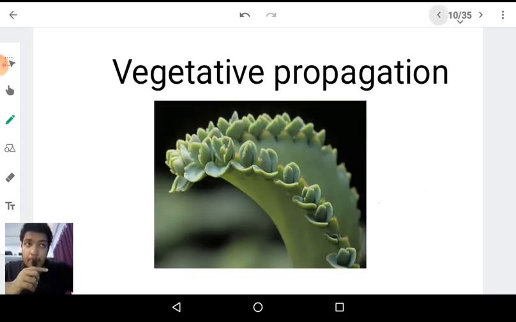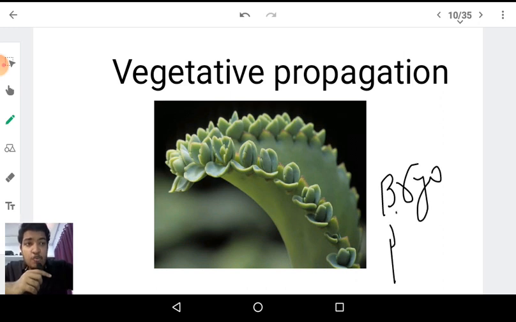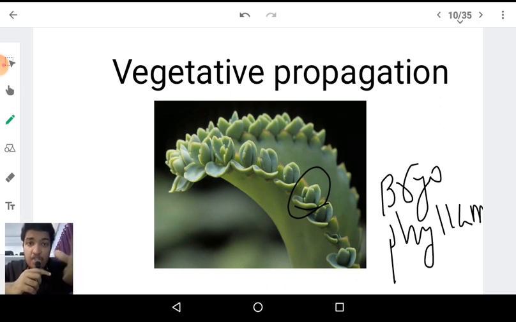So let us see some of the different types of vegetative propagation. Here you can see the leaf of a plant which is known as bryophyllum. You can see that new plants are formed from the notches of the leaf. These are known as the notches of the leaf. So from the edge or the notches of the leaf, new plantlets are formed, and these plantlets will get converted into new plants. So this is an example of vegetative propagation via leaves.